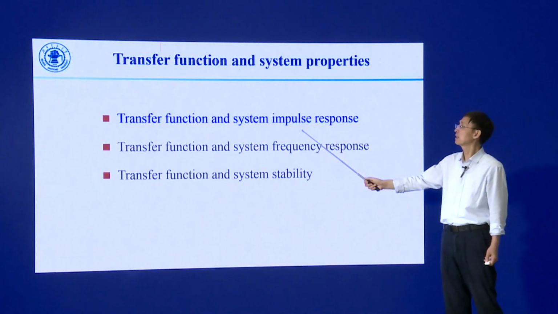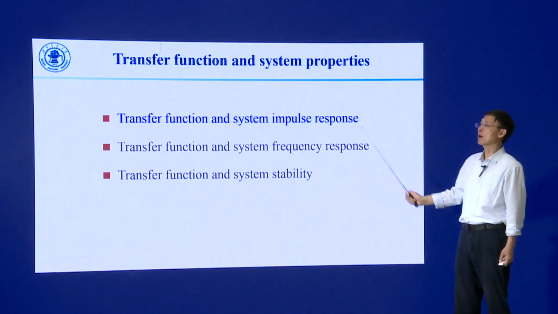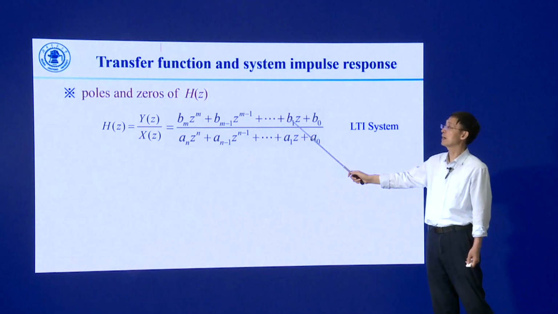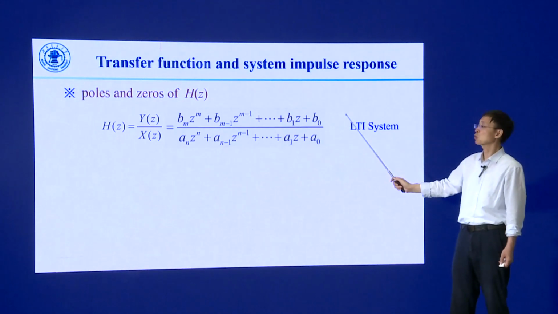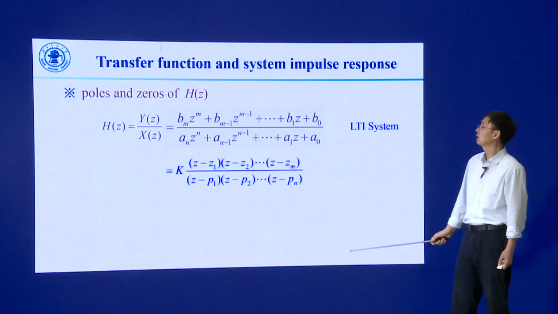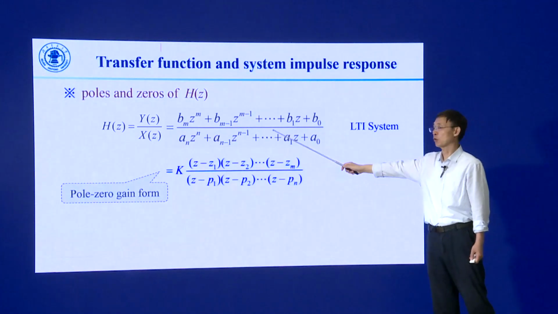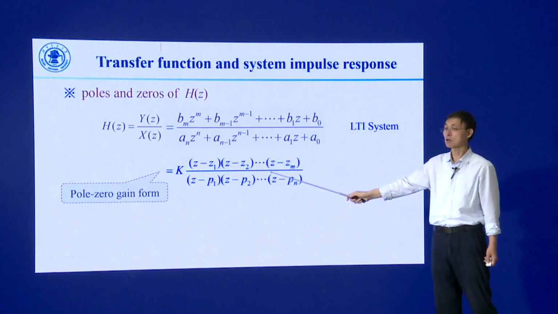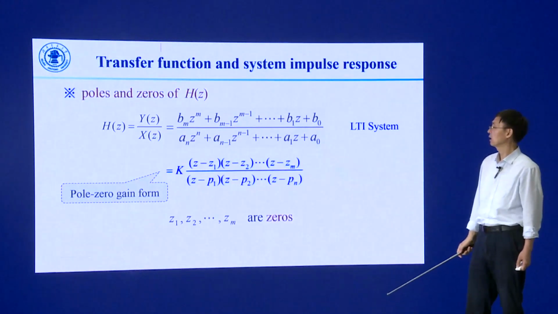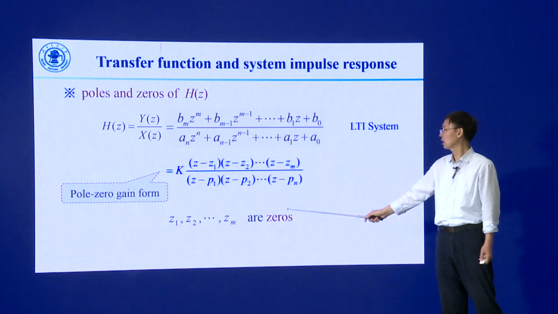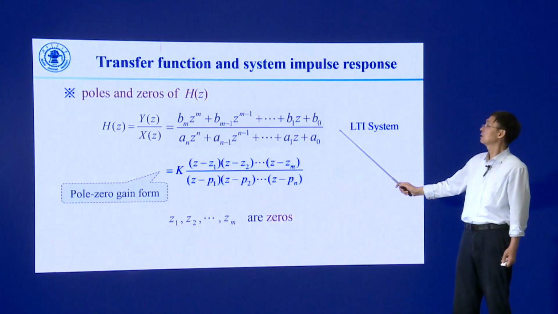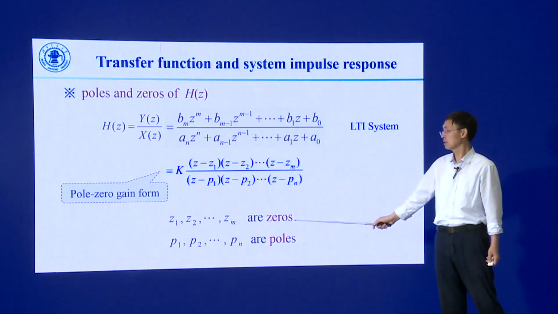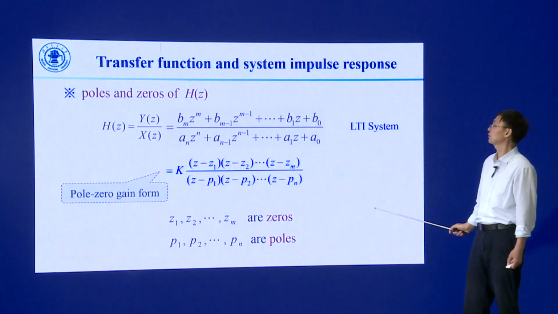First, we will study the transfer function and the system impulse response. First, we'll discuss the poles and the zeros of the system transfer function H(z). According to this fraction, we can get this form. It is called the pole-zero-gain form. Here, z1, z2 are zeros of this system transfer function, and p1, p2 are poles of the system transfer function.